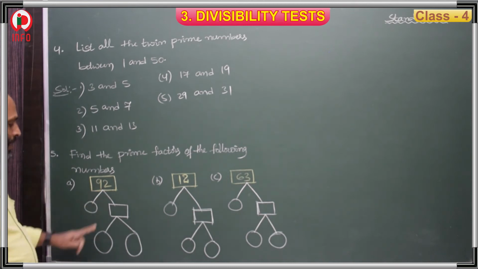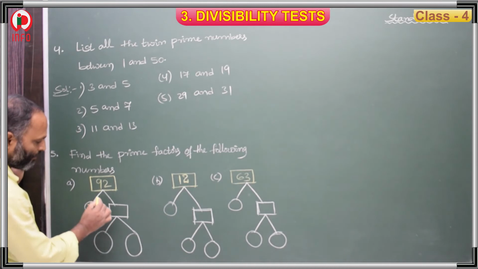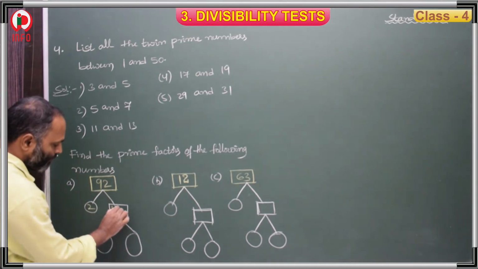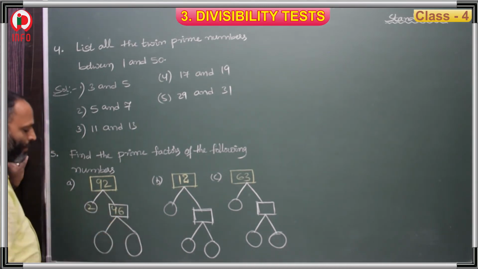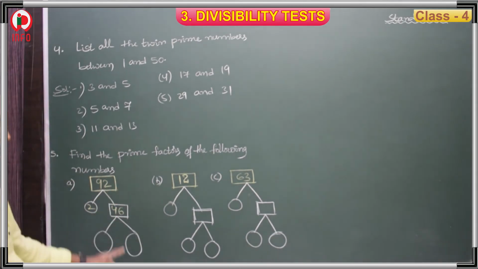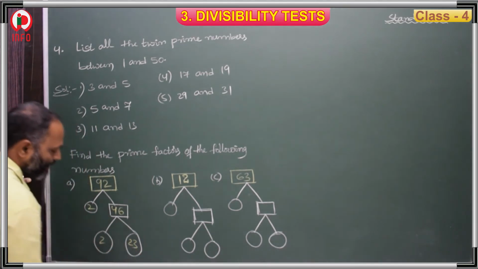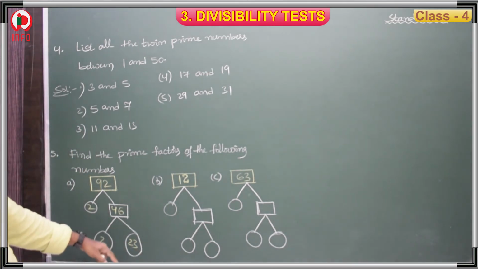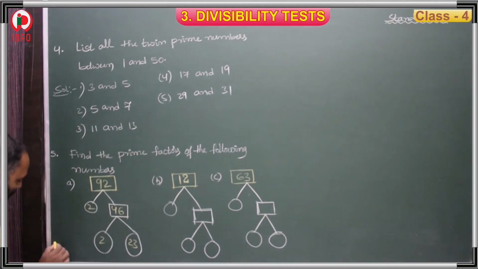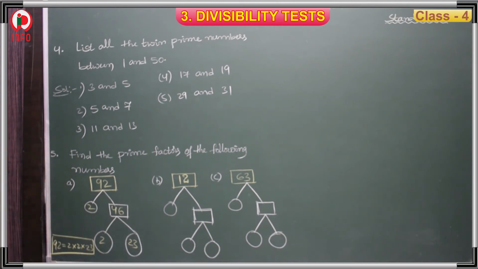Prime factors. This is an even number, so it is divisible by 2. 2 46s are 92. Again, 46: 2 23s are 46. Then 2 into 2 into 23. So 92 is equal to 2 into 2 into 23. In this way we have to write.